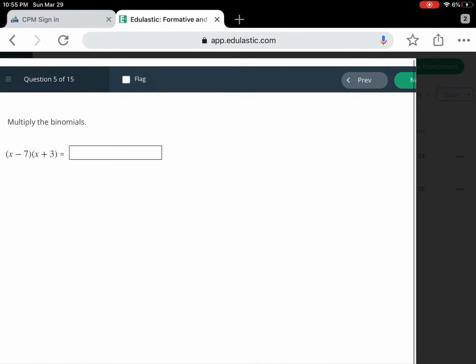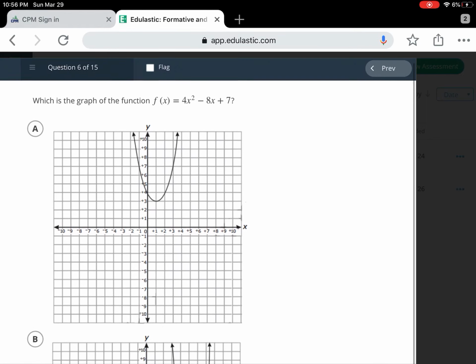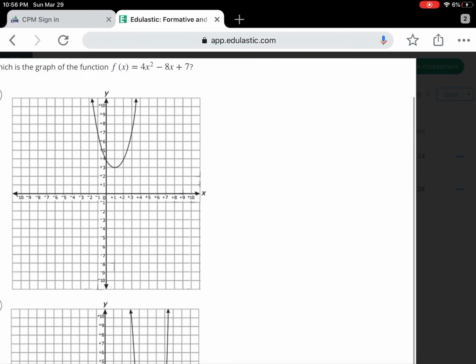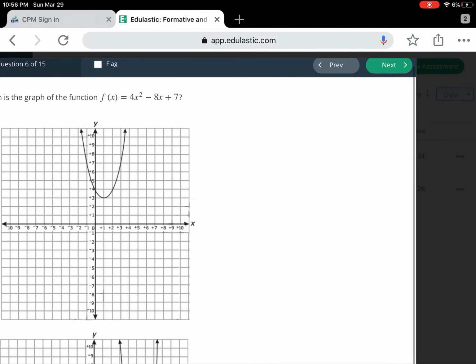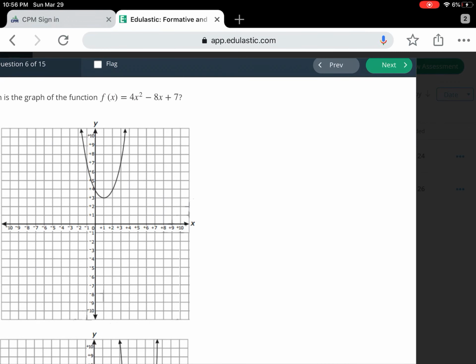Now, on to the next problem. This one asked us to graph a function, and we were given 4 choices. Although I'm having a little trouble scrolling through on my iPad. But that's okay. We don't need those anyway, because right away when I'm thinking about graphing, I want to be thinking about, okay, what's the y-intercept? What are the x-intercepts? And what is the vertex? So getting those key points will make it really easy to determine what the graph should look like.